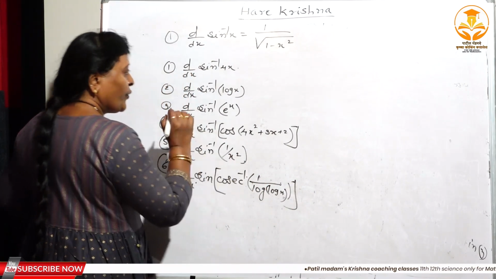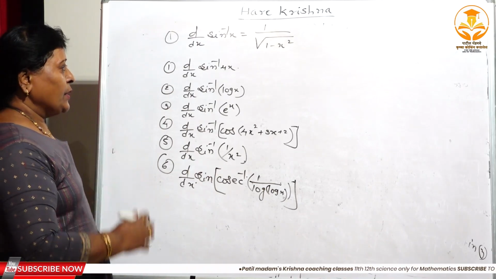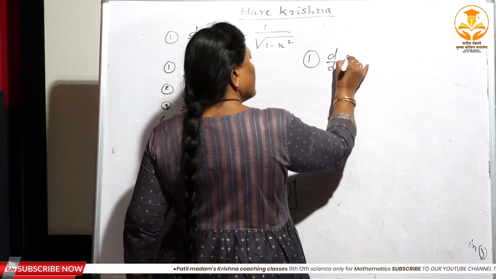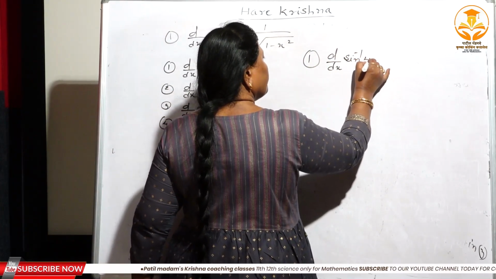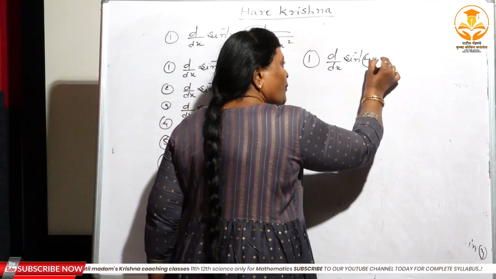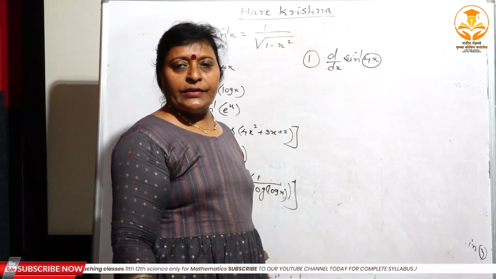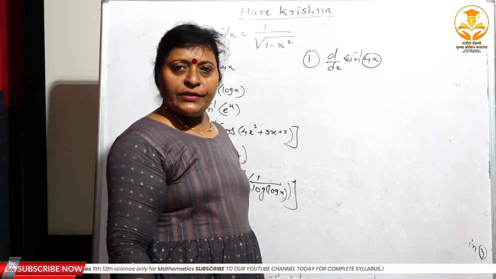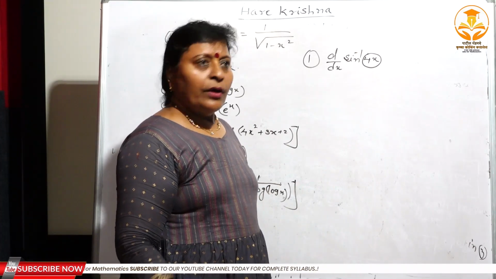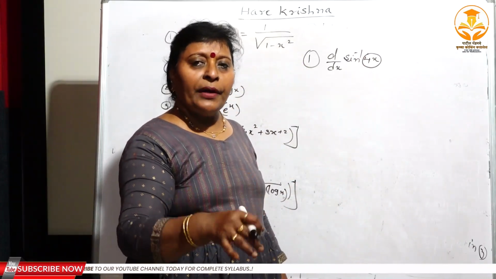See, how will you do this? Very simple. Again you have to apply the chain rule. Now see, I will take the first one, d/dx of sine inverse of 4x. Again, what you have to do? Again you have to consider this 4x as a u, because you know the derivative of sine inverse x. What is the derivative of sine inverse x? 1 upon root of 1 minus x square. What is the derivative of sine inverse u? 1 upon root of 1 minus u square.